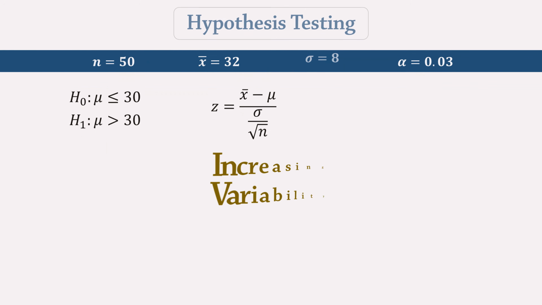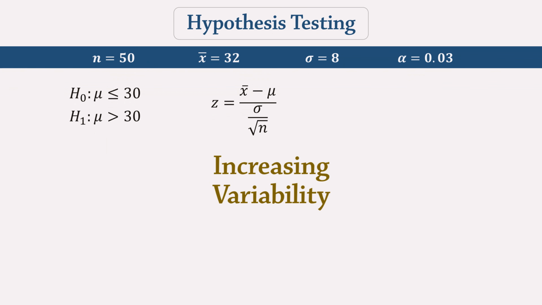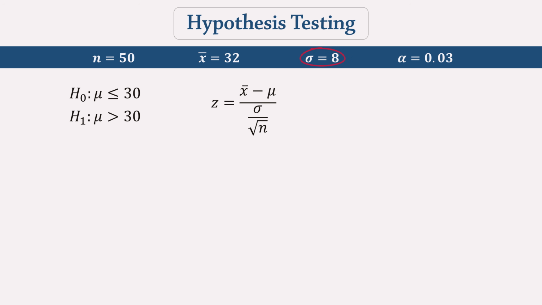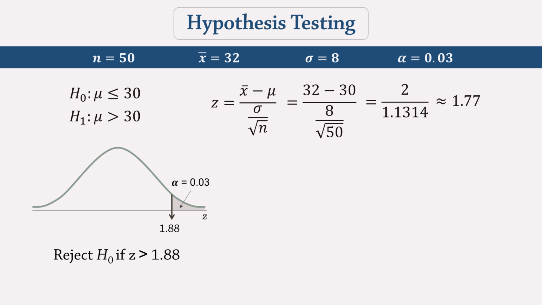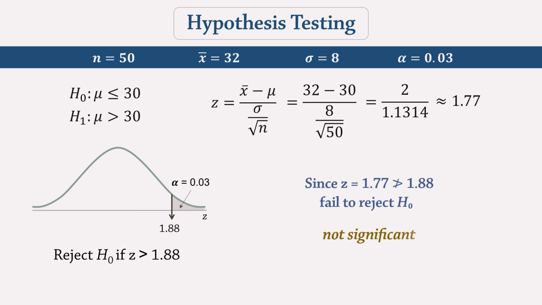Now, suppose variability increased so that the population standard deviation becomes 8 minutes. Substituting that in the z formula results in a smaller z statistic of 1.77. Recall that at alpha equals 0.03, the critical or rejection region for this right-tail test is z greater than 1.88. Since this new obtained test statistic is not greater than our critical value of 1.88, we fail to reject the null hypothesis. And we cannot conclude that the mean is greater than 30. That is, we cannot conclude that the app's claim is incorrect.